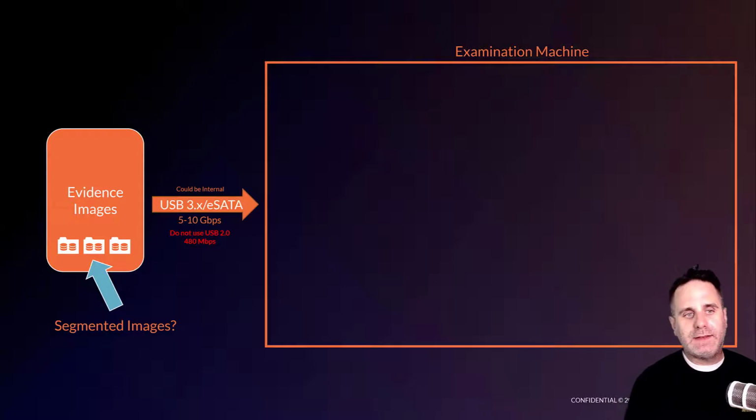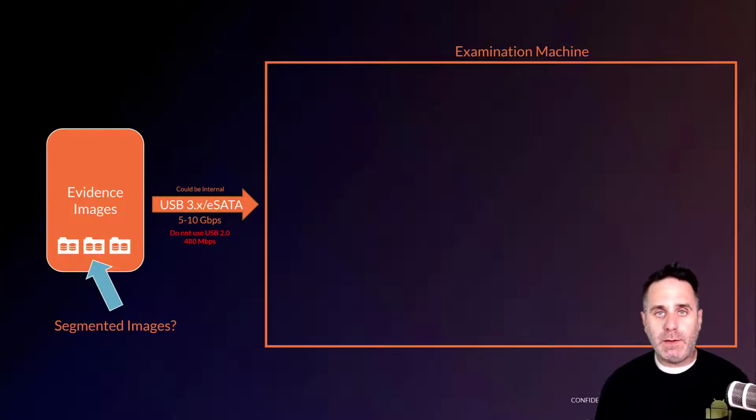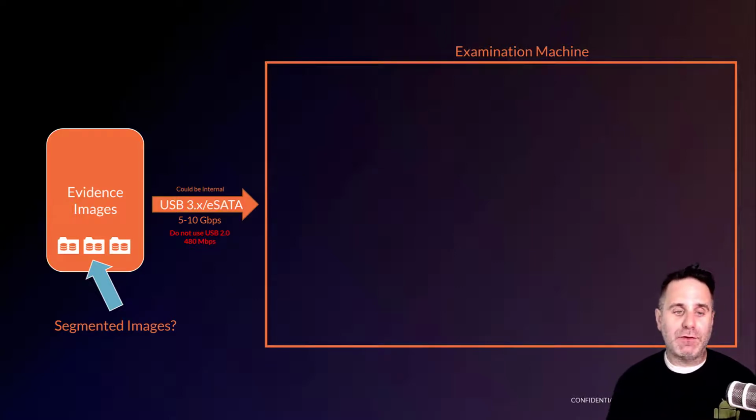Okay, so how do we connect the evidence drive to our machine? Again, it could be an internal drive. That's totally cool. In fact, it's really good because you get good speeds. It's right there. If you are going external, I would recommend getting some sort of a toaster, an external hard drive bay. You want to be using USB 3 or 3.1 or eSATA, something with a high bus speed. You should not ever use USB 2.0. If that's all you have, that's all you have.